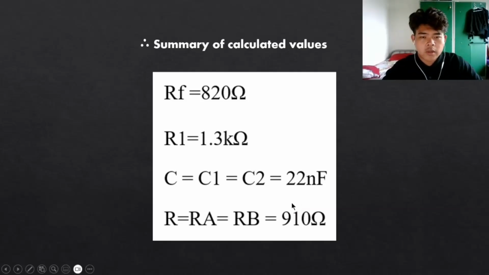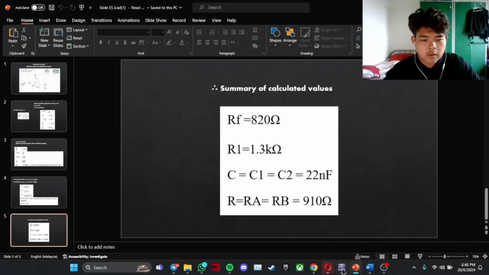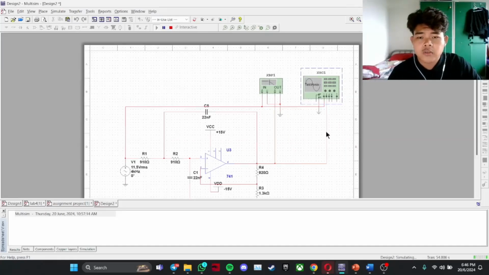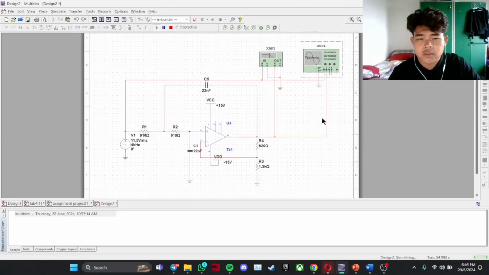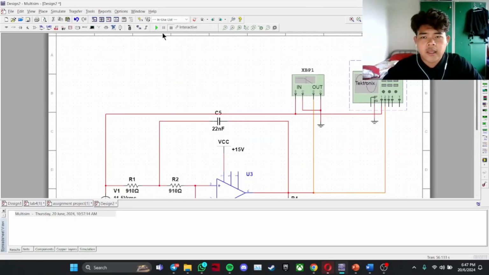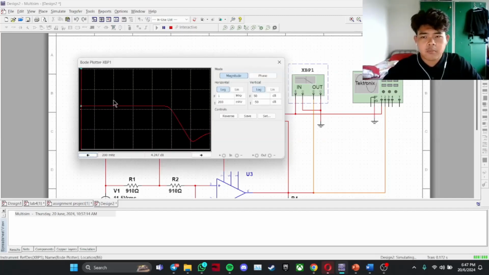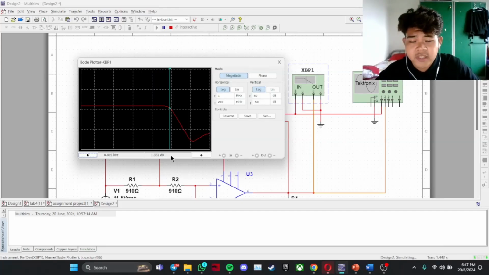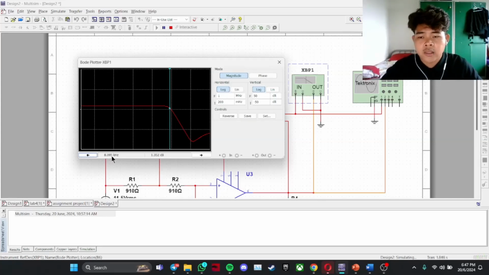So now we're gonna go ahead and take a look at the circuit. This is the circuit that I have constructed using the values that we have assumed. Now we're gonna run the simulation, and first we're gonna take a look at the volt plot. At the volt plot, we go straight to the value of around 1.352 dB, and as you can see, it is equating to 8.09 kilohertz, which is about the same as 8 kilohertz.